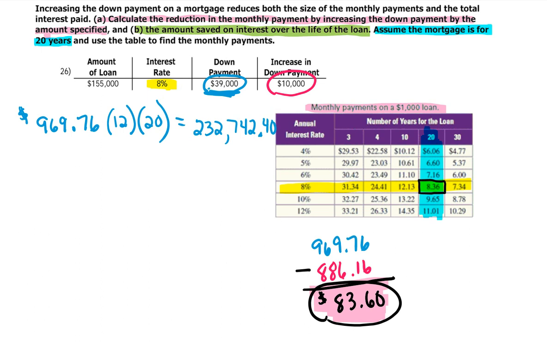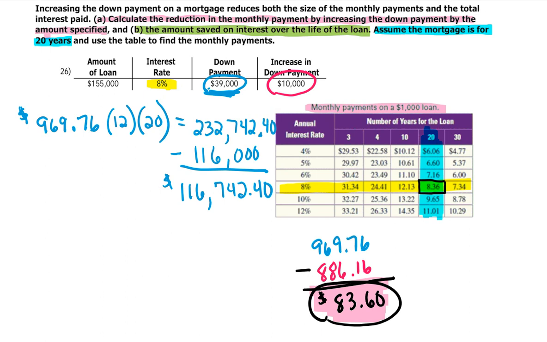But that's not your interest. That's how much you'll have paid. Remember, when you made the down payment of $39,000, the original loan was $116,000. So if you subtract all the money you've paid, minus the cost of the loan, the difference is your interest. And so when I subtract these two numbers, you will have paid an extra $116,742.40 worth of interest. Okay, now that's just for the original down payment.